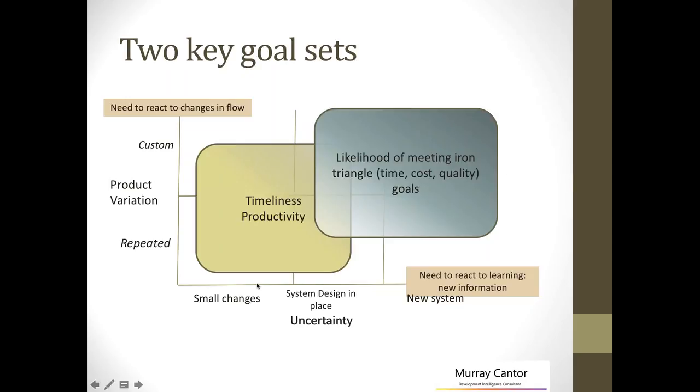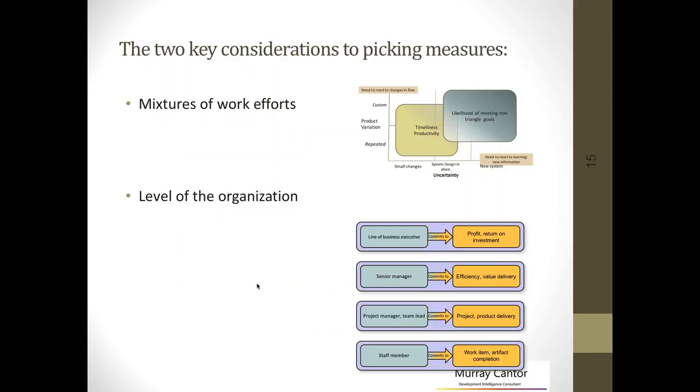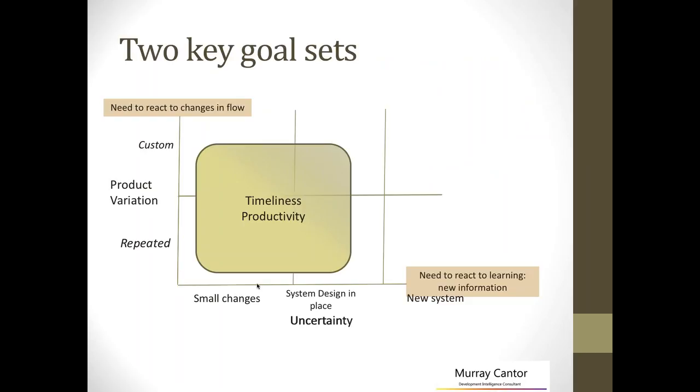Okay, so moving forward. So again, there's the two key considerations for picking measures: the mixture of the work you're doing and the level of the organization you're at. So what I'm going to do now for the rest of the presentation is give you examples of measures for each of the two areas. And right now we're going to talk about the timeliness and productivity measures, how to set appropriate measures that you can use for doing sense and respond loops there. And then I'll do the same thing for the projects quadrant.